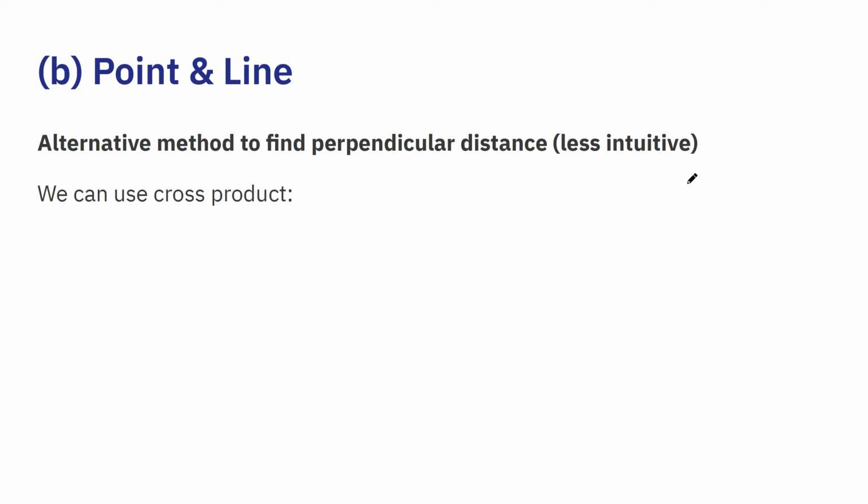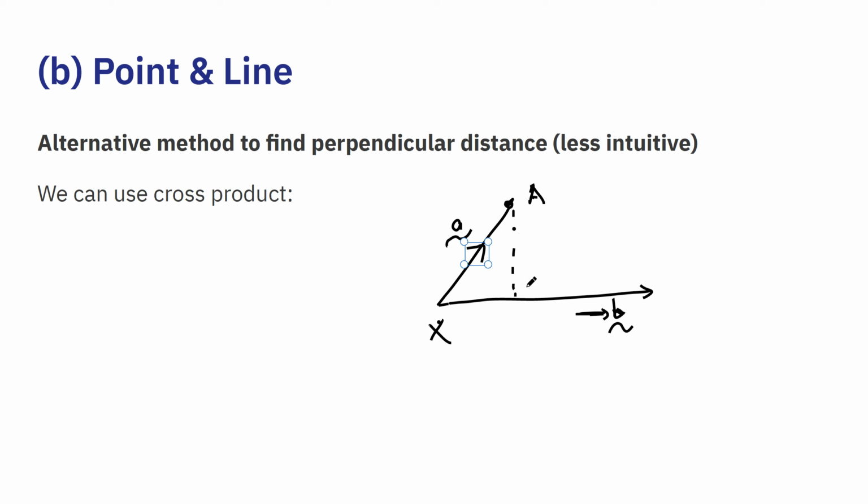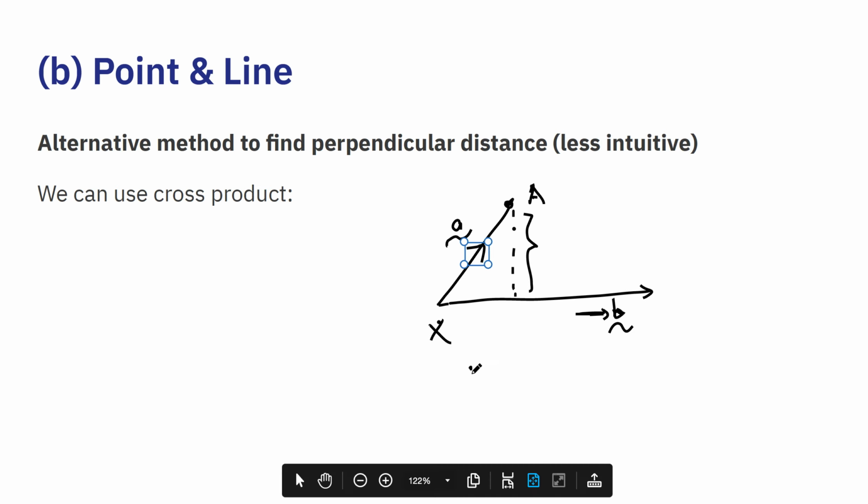So we can actually use cross product, okay? So let's say we have a point here and a line, okay? So let's say this line is defined by the vector B that is parallel here. And let's say we have our point A here. All we have to do is find a point lying on the line as well. So let's say this point is, let's say, X, okay? And we call this vector here A. So we want to find this length, right? All we have to do is take the modulus of vector A cross with the unit vector of B.